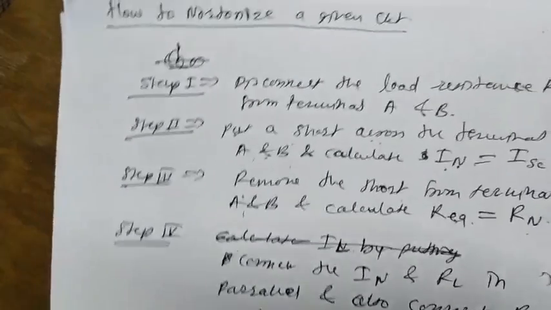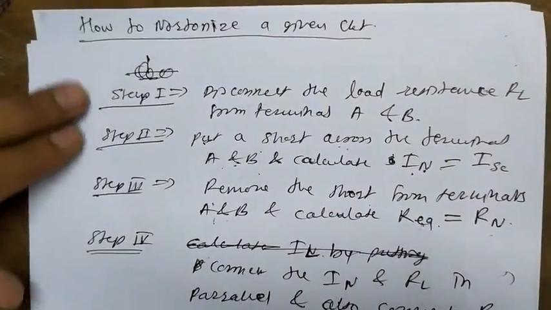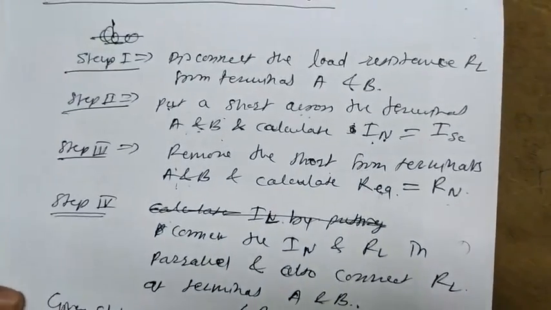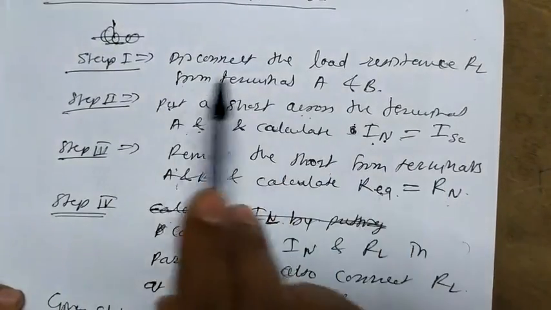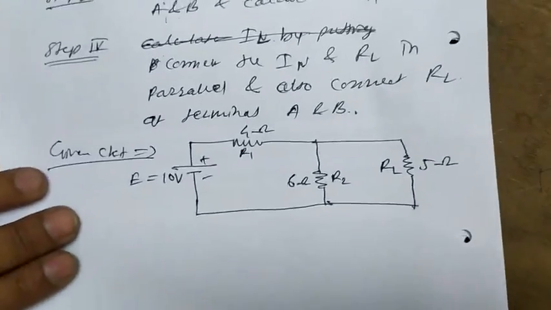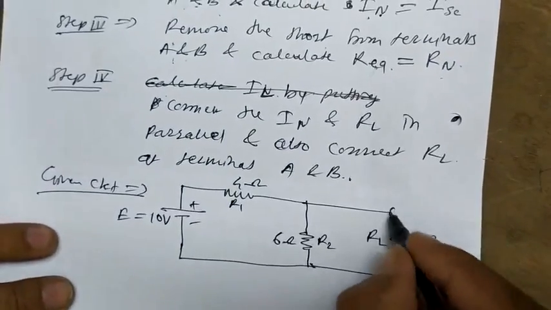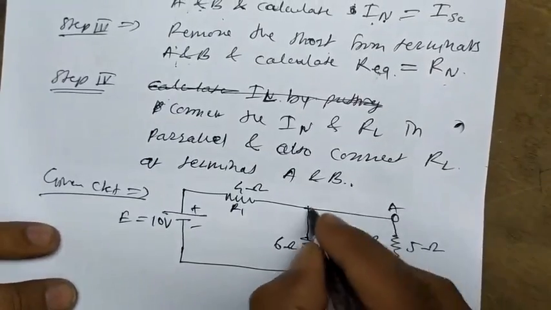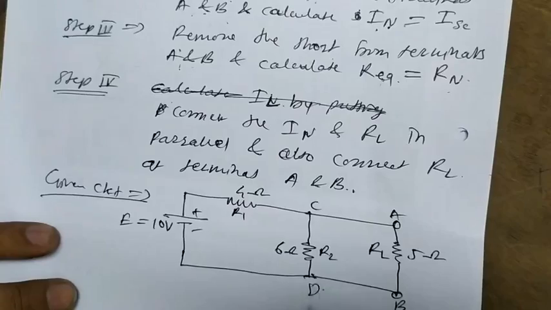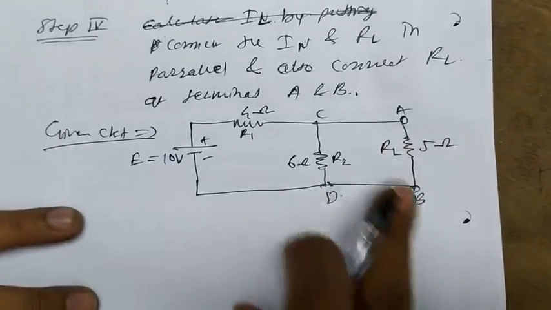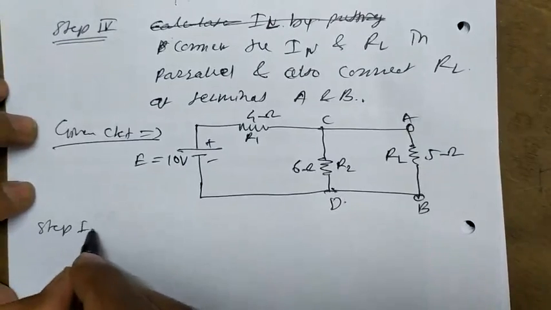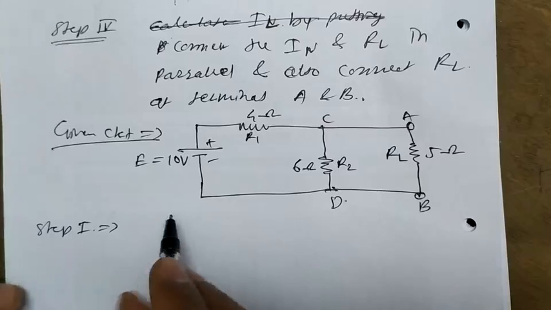Now apply all these 4 steps and Nortonize this circuit. In the first step, we disconnect the load resistance RL from the terminal A. That is, this is the terminal A, this is the terminal B, this is terminal C, this is point D. Now disconnect the load resistance RL from this terminal. Now step first, disconnect the terminal.